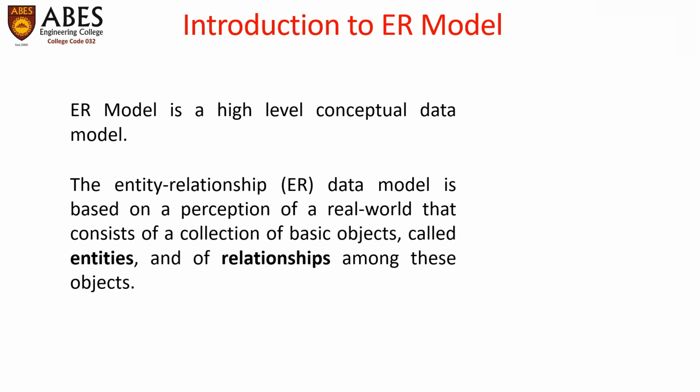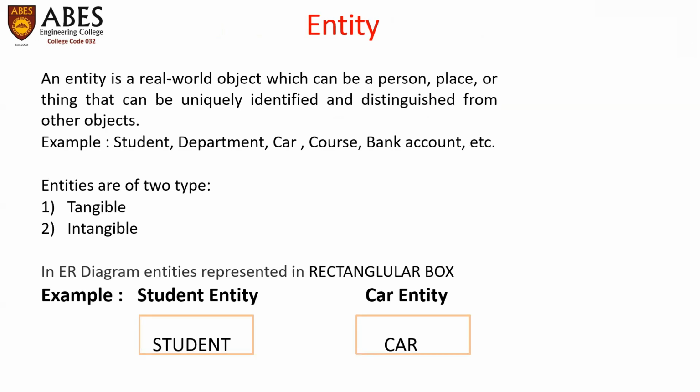ER model is a diagrammatic representation which is made at the conceptual design phase. ER stands for Entity Relationship Data Model. It is based on the concepts of entities, their attributes, and the relationships among these entities. So in this video, we will be covering entities, attributes, and their relationships. Let us try to understand them one by one.